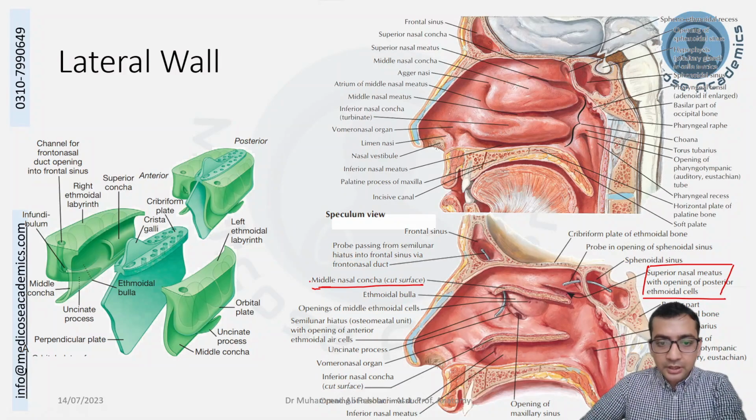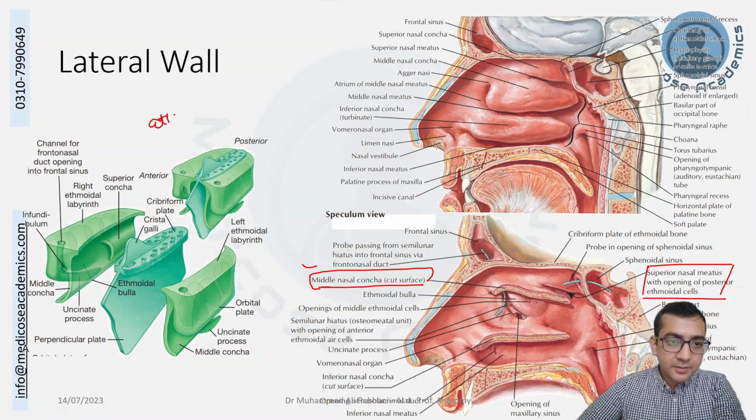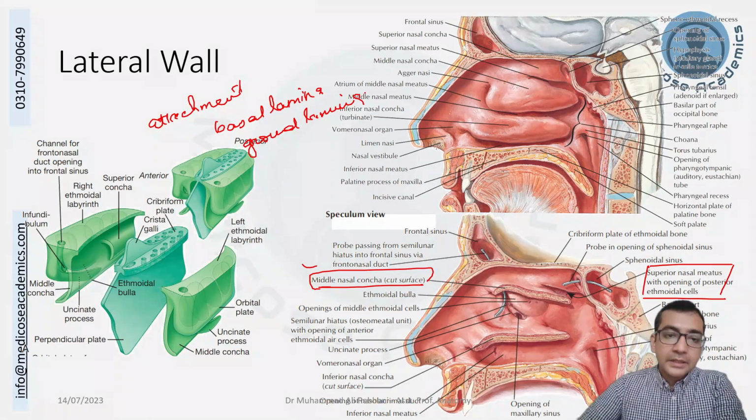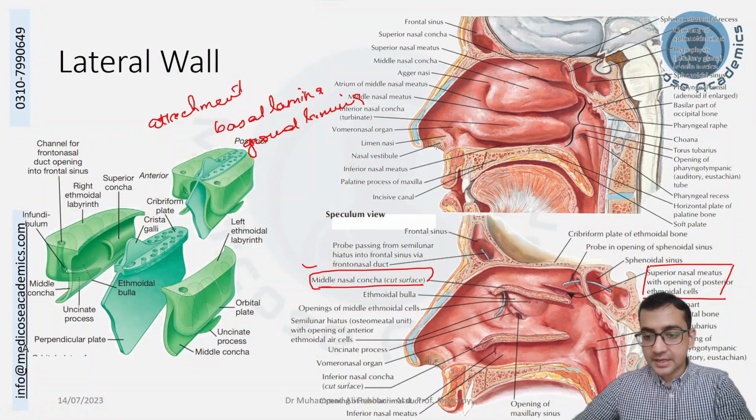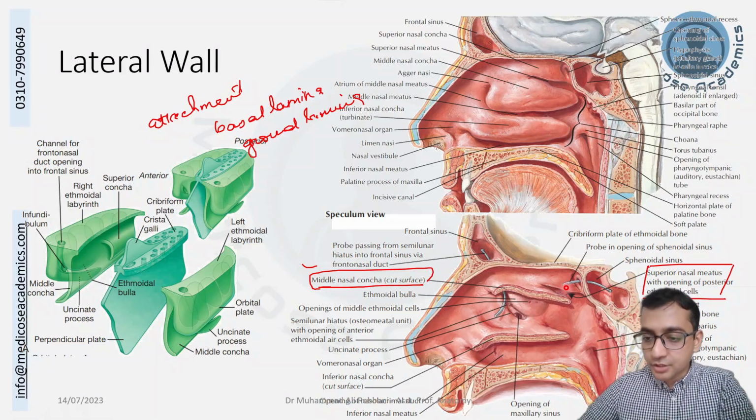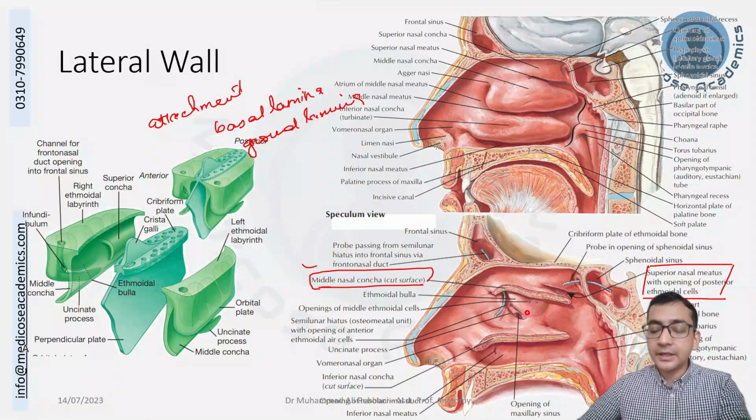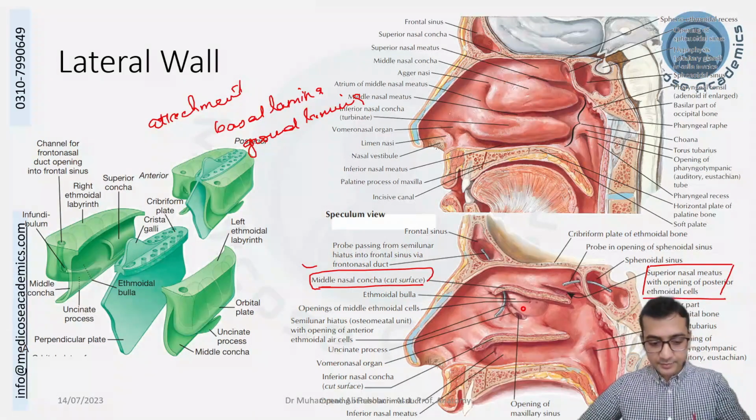For the middle nasal concha, the attachment is called the basal lamina. The alternate name is ground lamina. This is basically the demarcating line between the ethmoidal air sinuses. The sinuses that are opening to the posterior aspect will be the posterior ethmoidal air cells, and the ones that are opening to the anteroinferior will be the anterior group of cells that will include the anterior and the middle ethmoidal air sinuses.